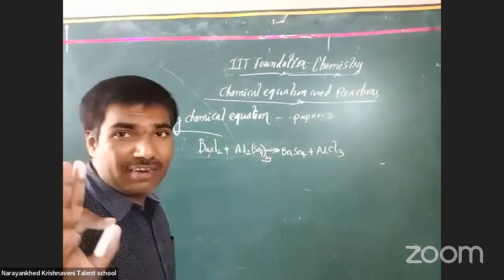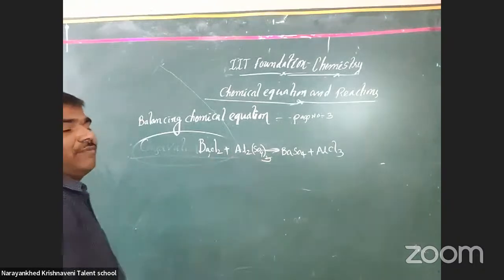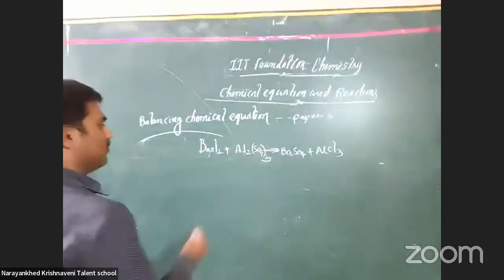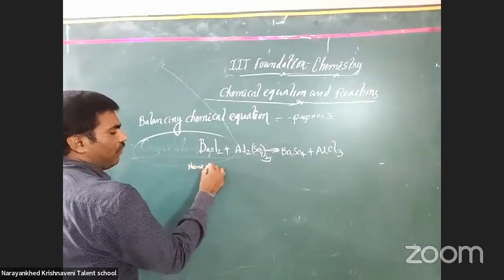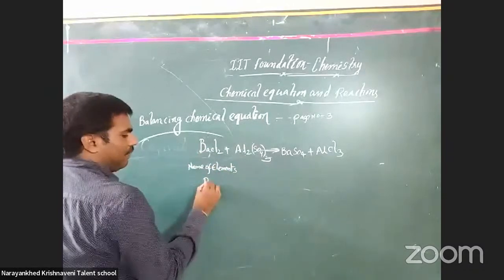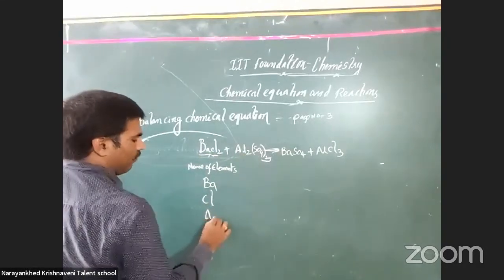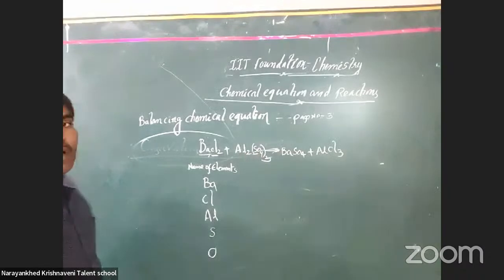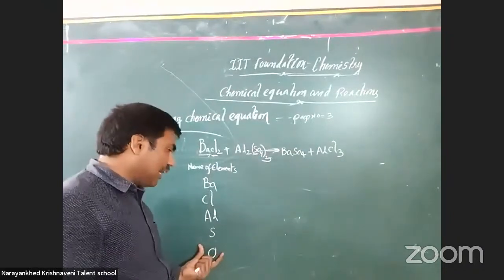Now how many elements are there in the given equation? On the right hand side, how many elements are there, and likewise on the left hand side? You have to find it out. First you have to write one table, with the name of element. Barium is one of the elements. Chlorine is another element. Aluminium, one more element. Sulfur is one element. Oxygen is another element. Totally 5 elements are involved.